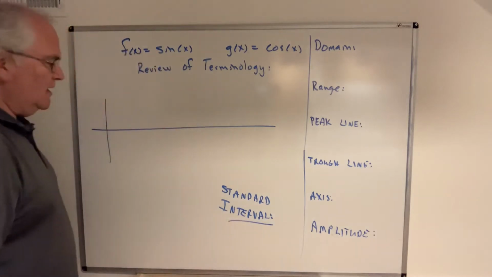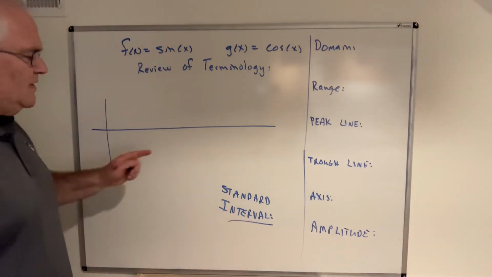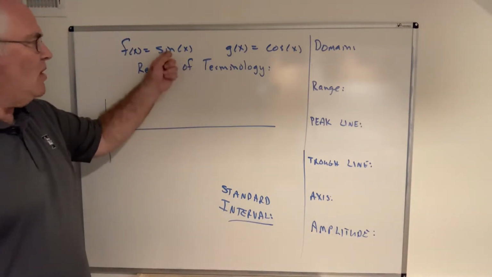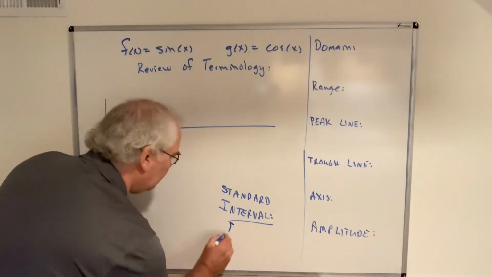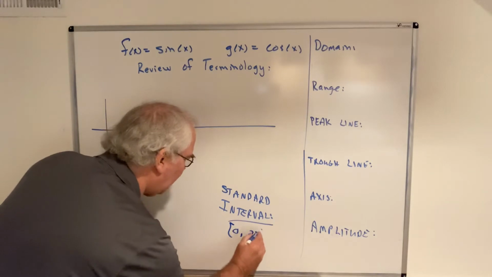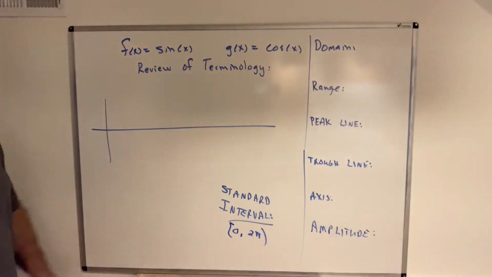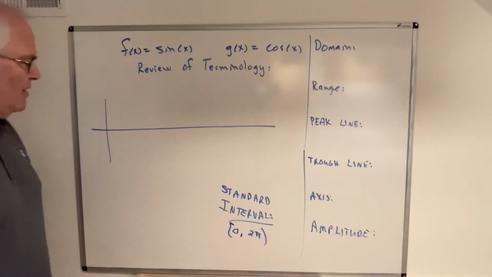So I left that out of my list, the standard interval. What is the standard interval for both sine and cosine? The standard interval is from 0 to 2 pi. We typically include 0 but do not include 2 pi.